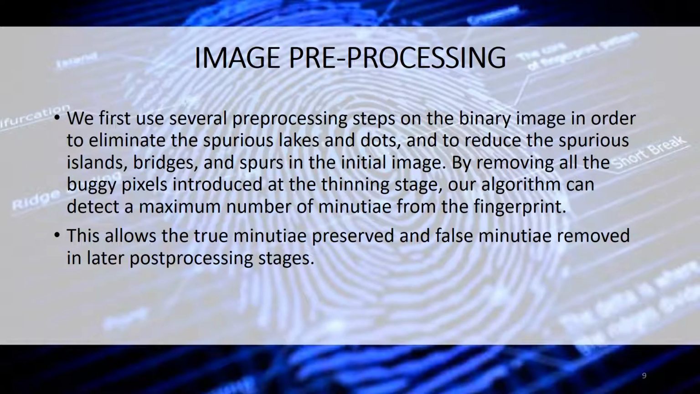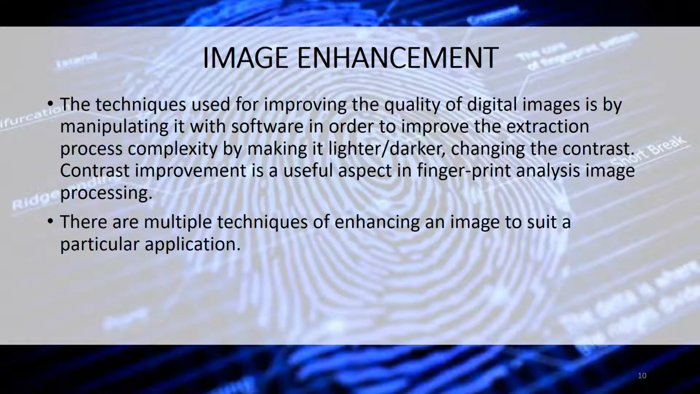Image pre-processing. We first use several pre-processing steps on the binary image in order to eliminate the spurious lakes and dots and to reduce the spurious islands, bridges, and spurs in the initial image. By removing all these buggy pixels introduced at the thinning stage, our algorithm can detect a maximum number of minutiae from the fingerprint. This allows the true minutiae to be preserved and the false minutiae removed in the later post-processing stages.